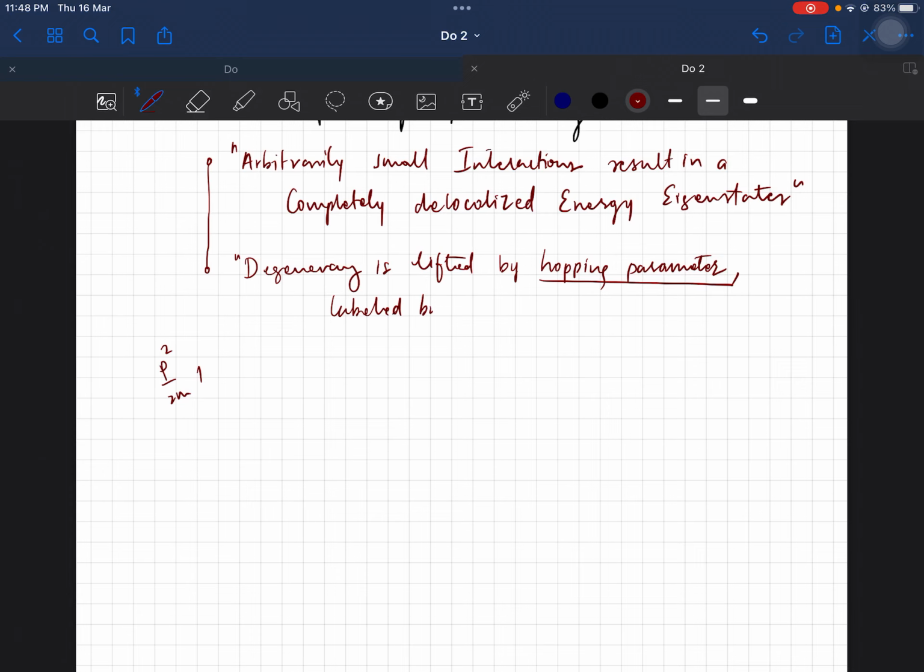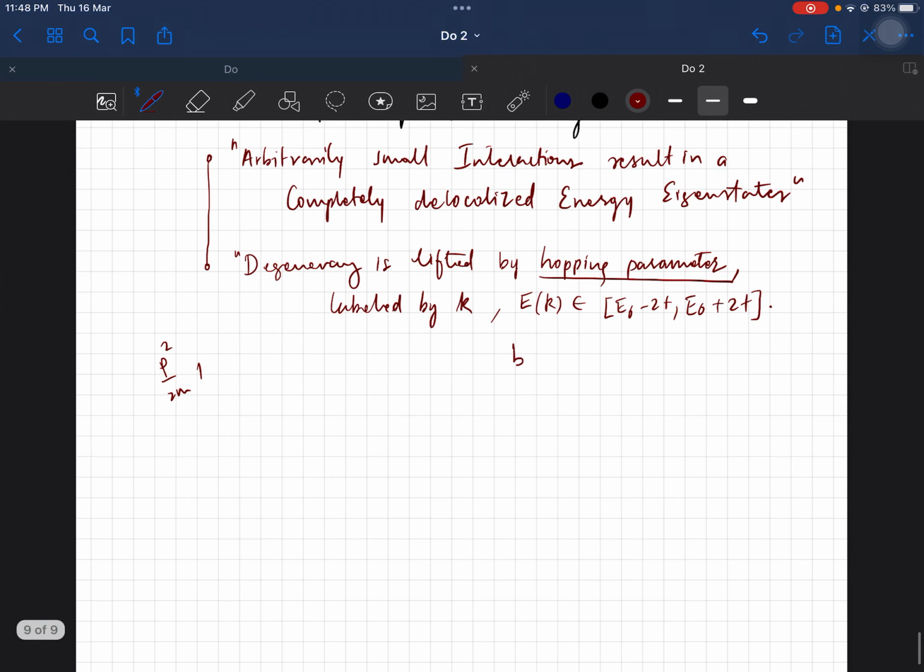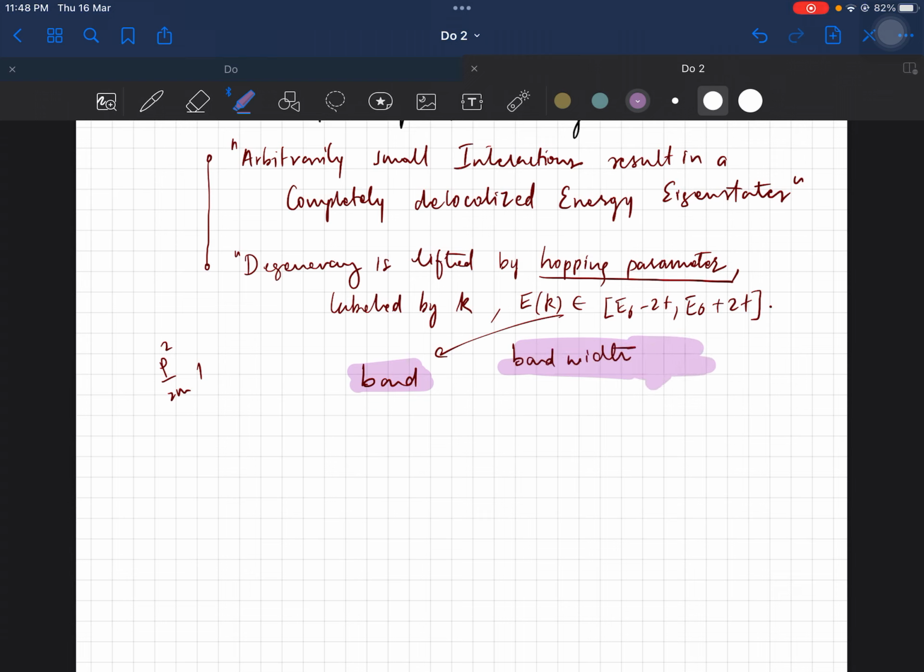The eigenstates are labeled by k, and have energies that lie in E0 minus 2t to E0 plus 2t. This range of energy is referred to as a band, and the difference between the maximum and minimum energy is called the bandwidth. Bandwidth equals 4t.